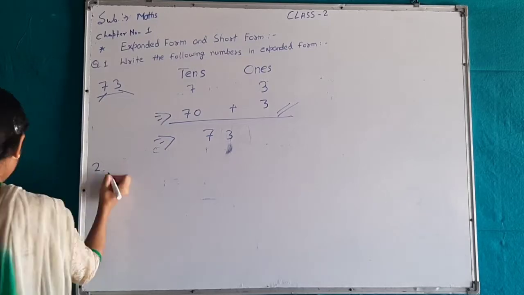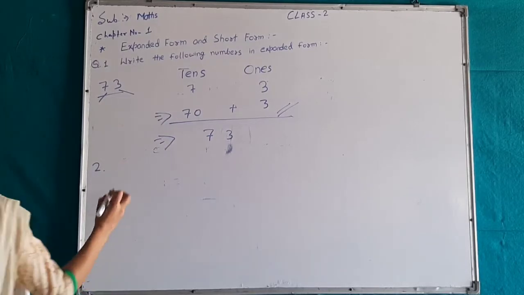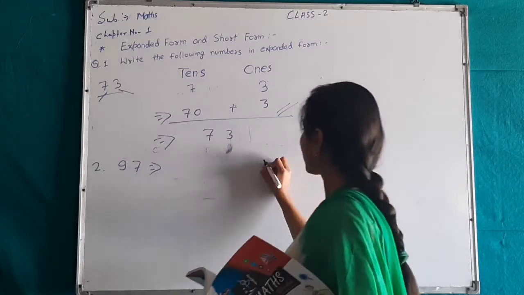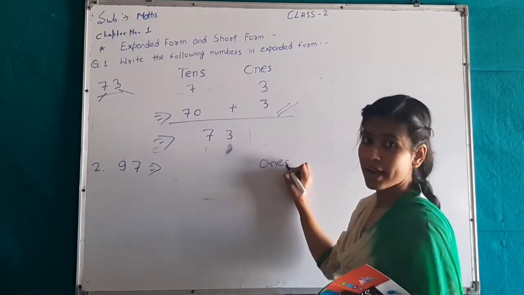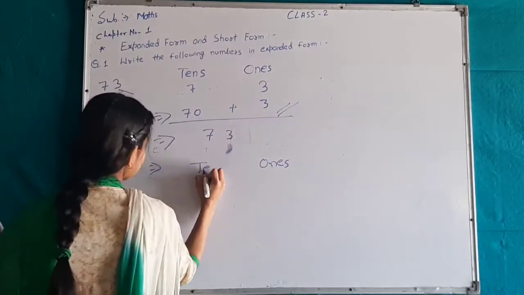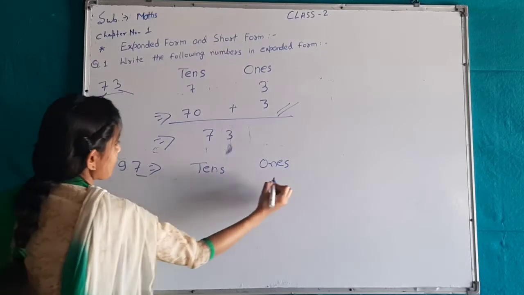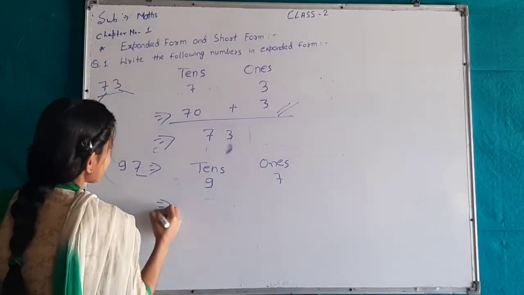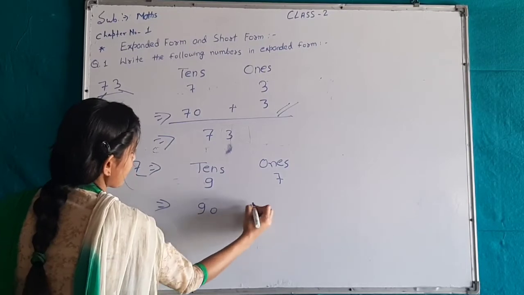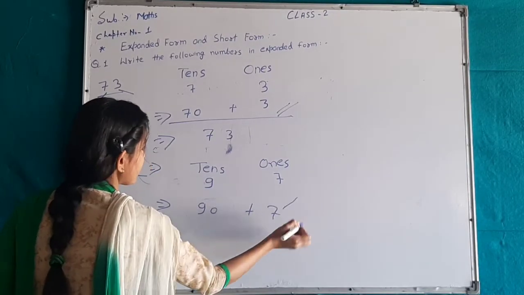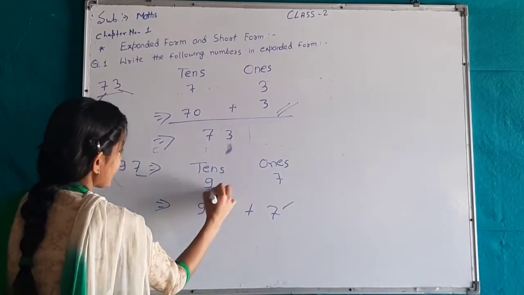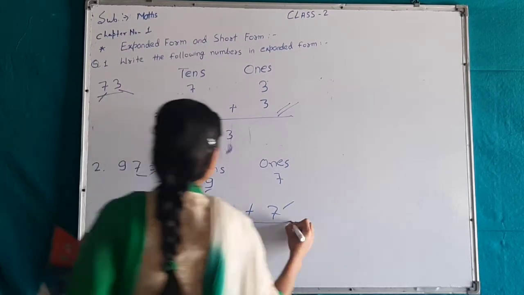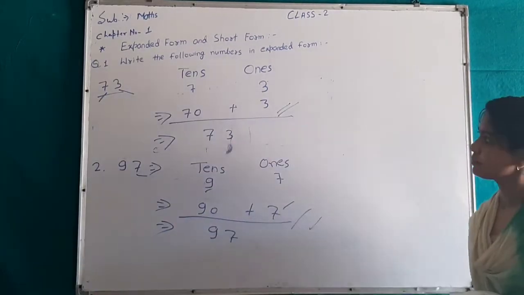And next question, 97. Same question. First of all, we write here ones and tens. Here 7 is our ones and 9 is our tens. Then we write it 90 plus 7. Means 7 ones and 9 tens equal to 97. 90 plus 7 is our expanded form.